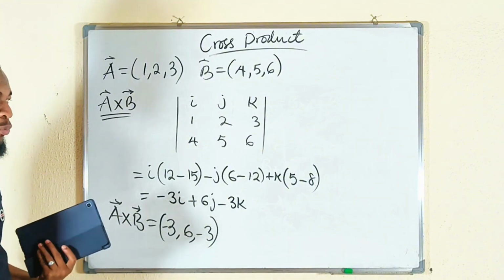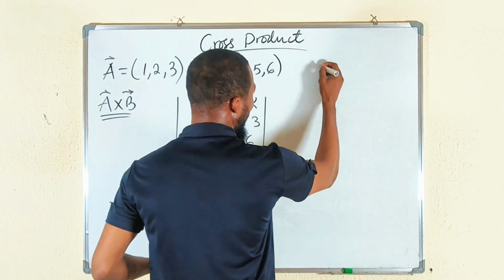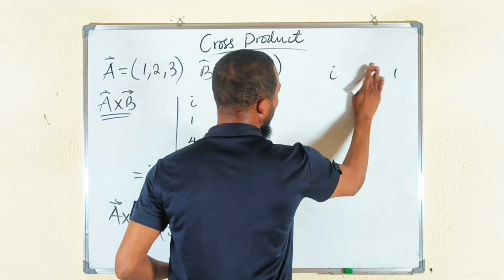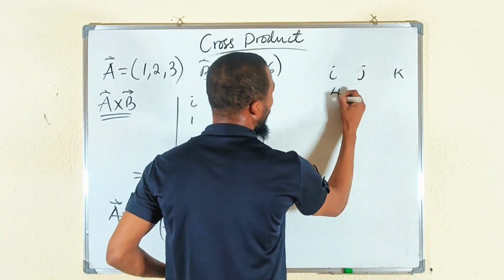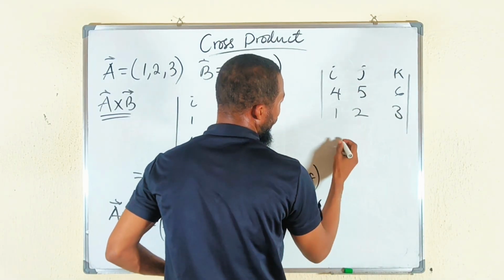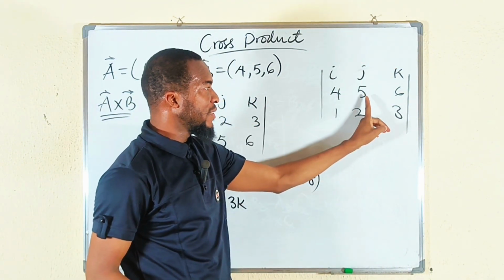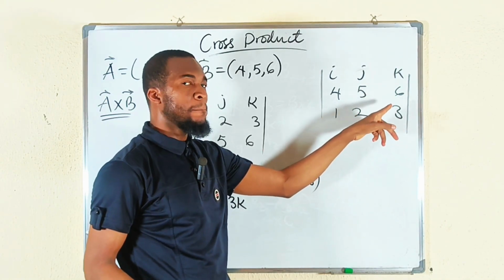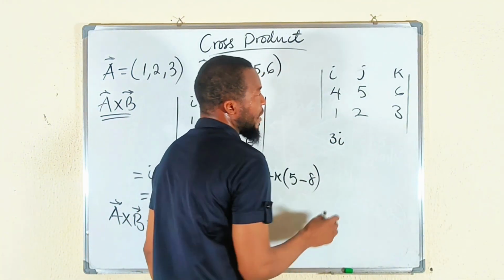Now let us take the cross product between B and A just to show you they are negative of each other. So I'm going to do that here real quick. I, J, and K. This time around you have to list this one first: 4, 5, 6, then 1, 2, 3. You take I first, you close this, you close that. Can you see that? 5 times 3 is 15. This time this is 12. 15 minus 12 is 3, then times I. This is 3i.